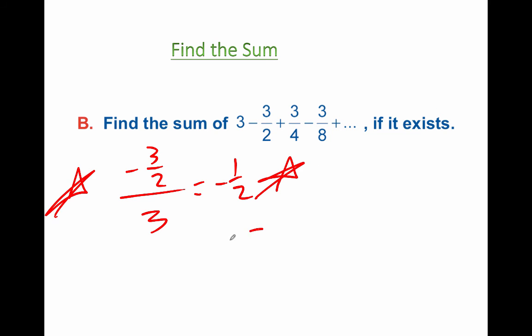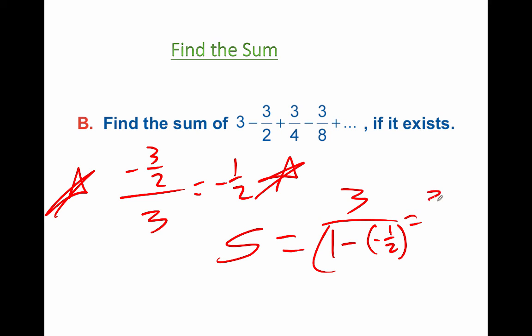It exists. The infinite sum is equal to the first term divided by 1 minus the r. Okay, that's going to be 3 over 1.5. What is 3 over 3 over 2? It's going to converge to 2. The sum will be 2.